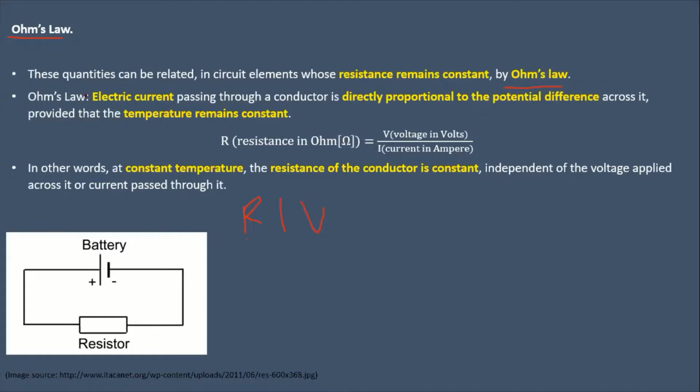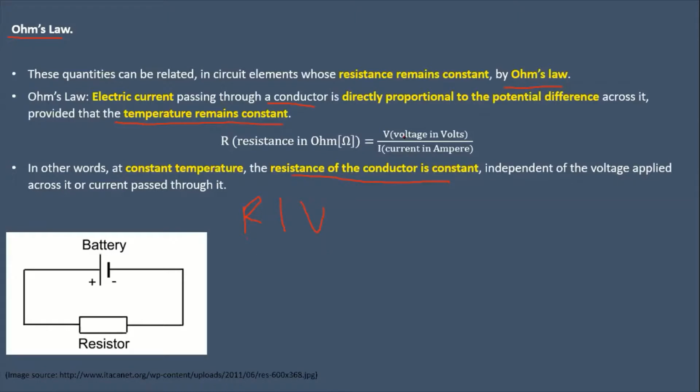And Ohm's law states that electric current passing through a conductor is directly proportional to the potential difference across it, provided that the temperature remains constant. So if the temperature is constant in a conductor, then you will find that the ratio of the voltage over current is the same throughout. The only time that resistance is going to change is if the temperature changes.